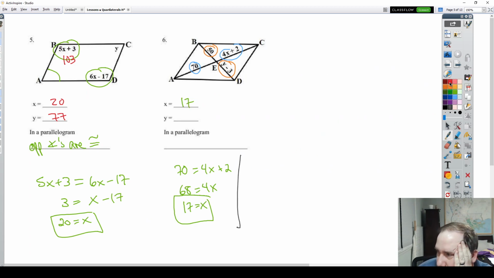Alright, how do you solve for y? Exact same way. Take these y expressions and set them equal. So y minus 3 must equal 50. And then this is simple. You just add 3 to both sides. So 53 would be y. And the rule that we're using is the one that says that in a parallelogram, the diagonals bisect each other.